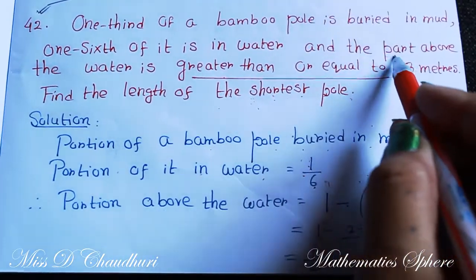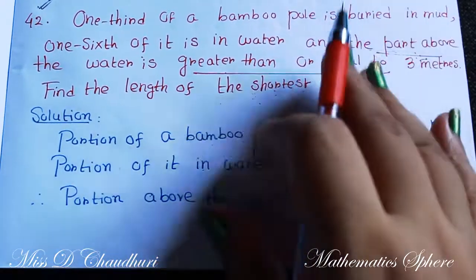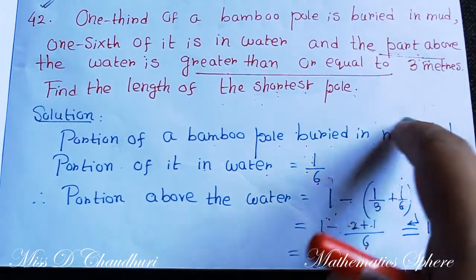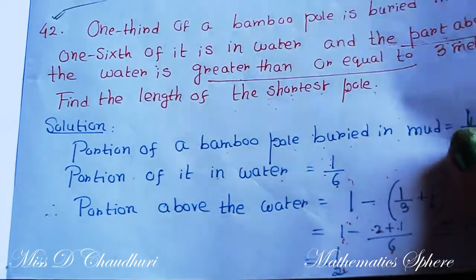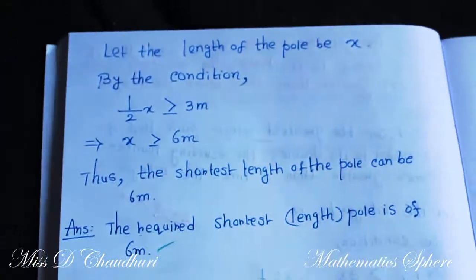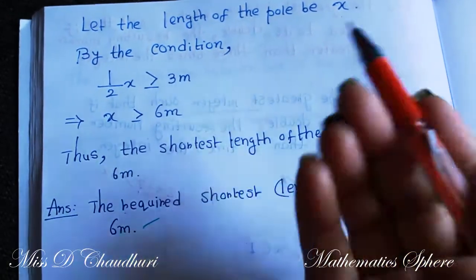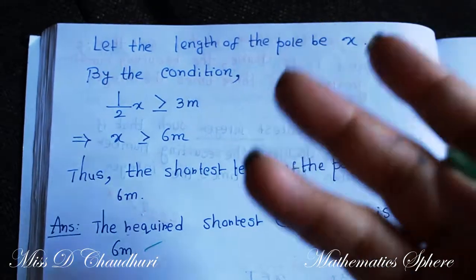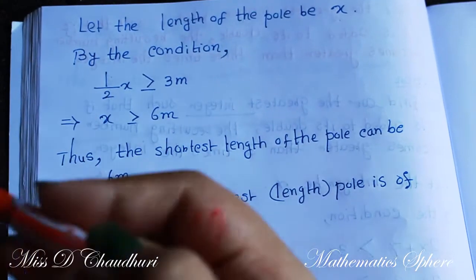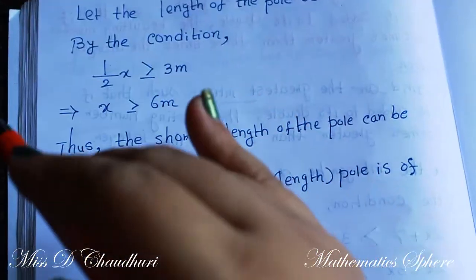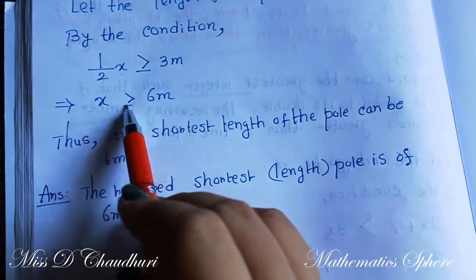In the question they only mentioned the part above the water, but with this we will not be able to form the equation. So what we did, we just subtracted the other two parts from the whole, because whole means 1. Now if we consider the length of the pole to be x, by the condition, the part which is above water is greater than or equal to 3 meters. So half x, as we have already calculated that half of the pole is above water, is greater than or equal to 3 m. From there you are going to get that x is greater than or equal to 6 m.